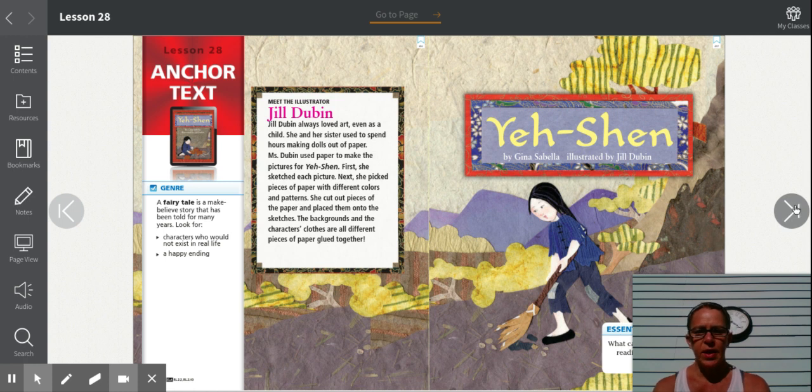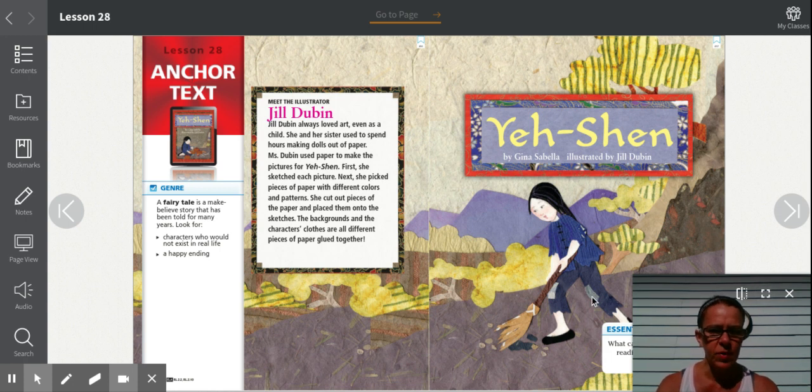So Yeh-Shen is written by, or the illustrator is Jill Dubin. Jill Dubin always loved art, even as a child. She and her sister used to spend hours making dolls out of paper. Ms. Dubin used paper to make the pictures for Yeh-Shen. First, she sketched each picture. Next, she picked pieces of paper with different colors and patterns. She cut out pieces of paper and placed them onto the sketches. The backgrounds and the characters' clothes are all different pieces of paper glued together. That's like a collage.